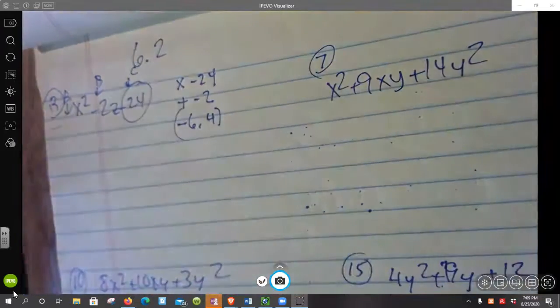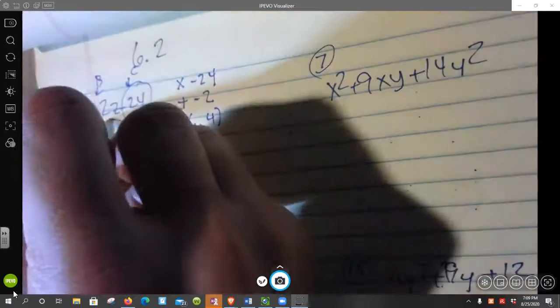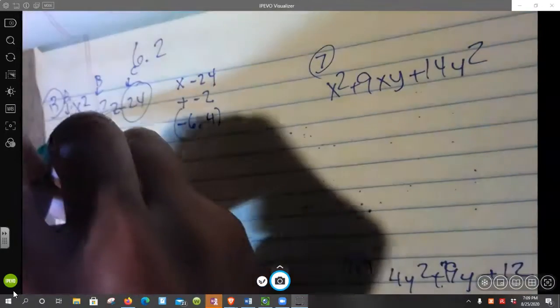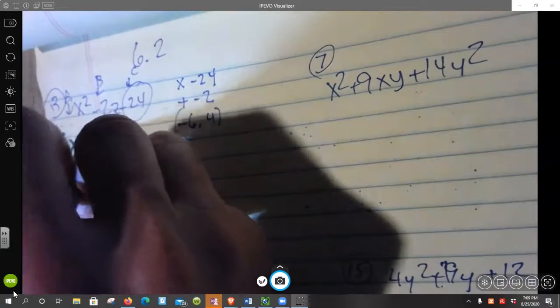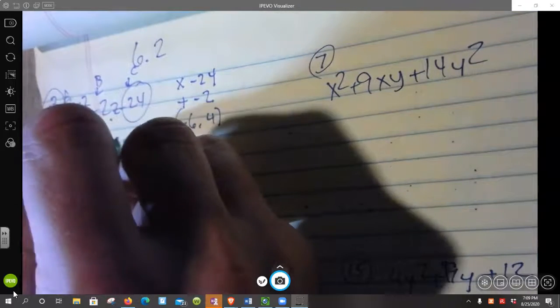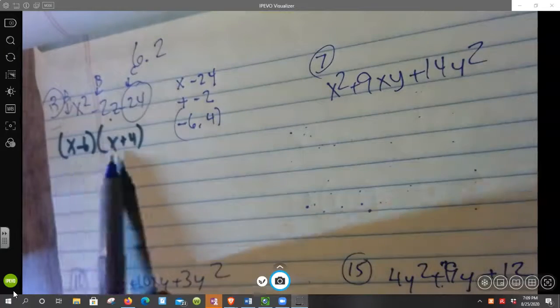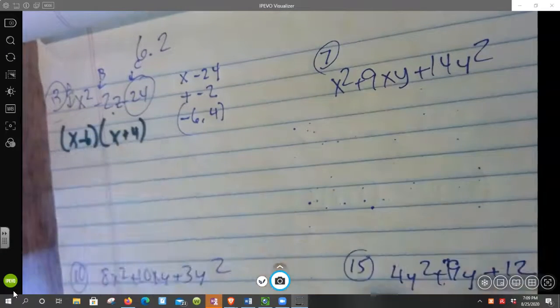That's going to be negative 6 and positive 4. Why are those numbers important? Because that's how you can factor it directly. It's going to be (x minus 6) times (x plus 4). And you see that we factored it correctly because if you multiply this out, you get back to the original. That's how you know you get the right answer. So that is correct.